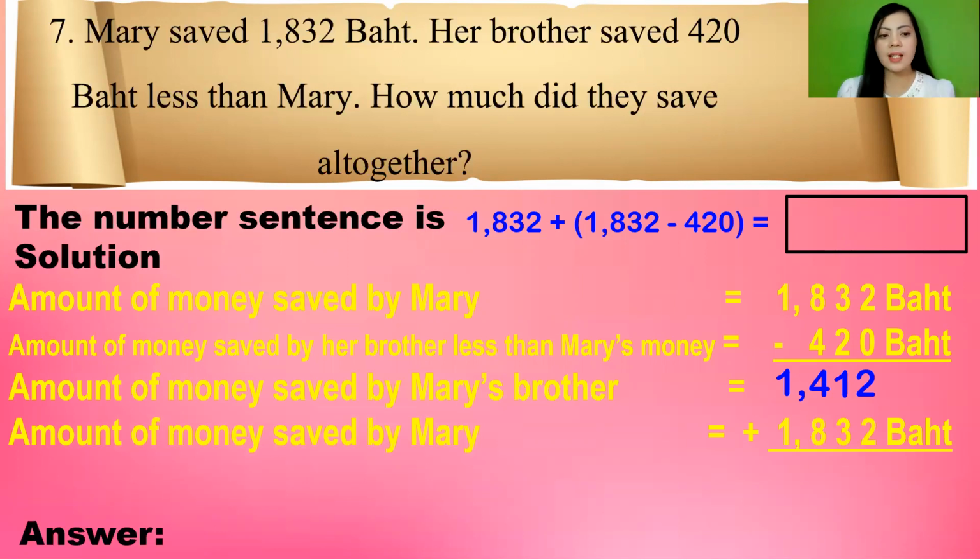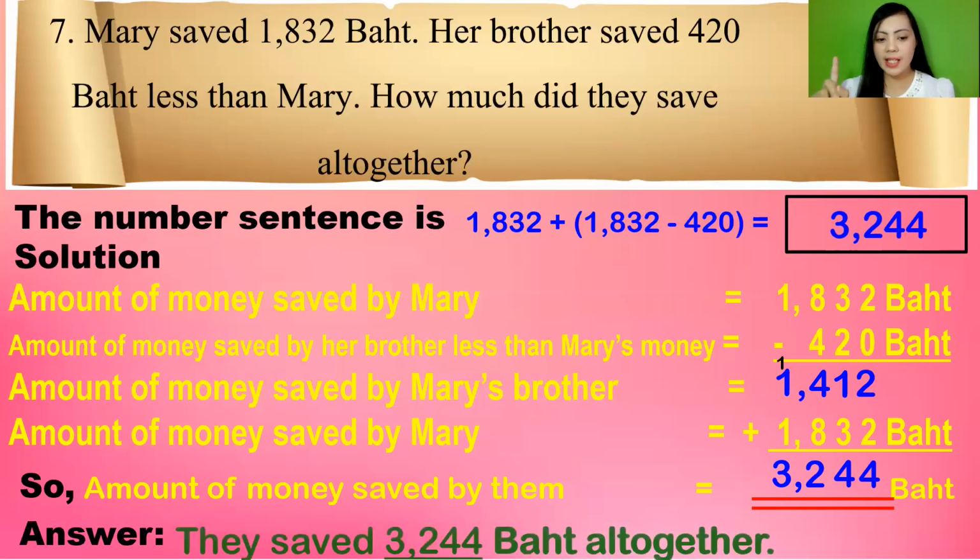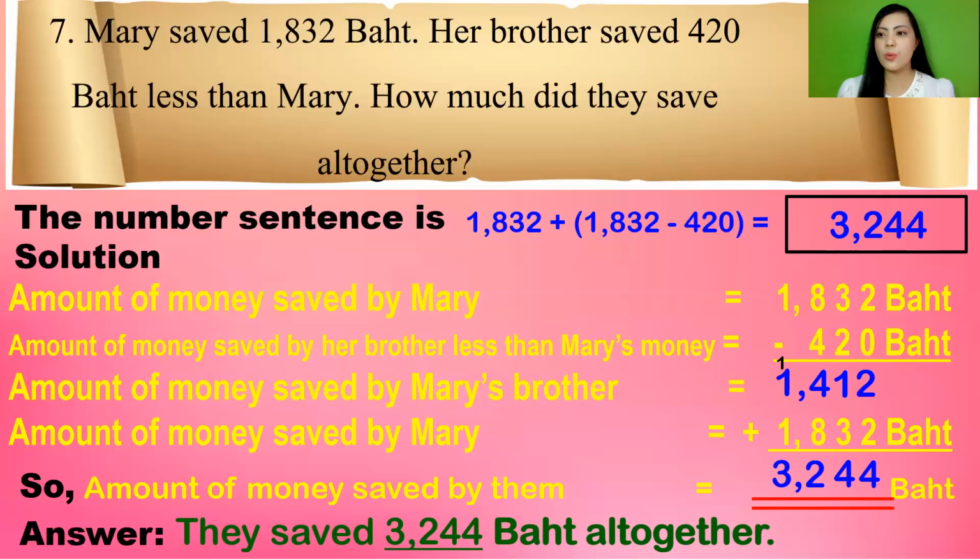Now let's add the amount of money saved by Mary, which is 1,832 baht. So let's add: 2 plus 2 equal to 4. 1 plus 3 is equal to 4. 4 plus 8 is equal to 12. 2, carry 1. So 1 plus 1 is equal to 2, plus 1 right there is equal to 3. So the amount of money saved by them is 3,244 baht. Final answer: they saved 3,244 baht altogether.